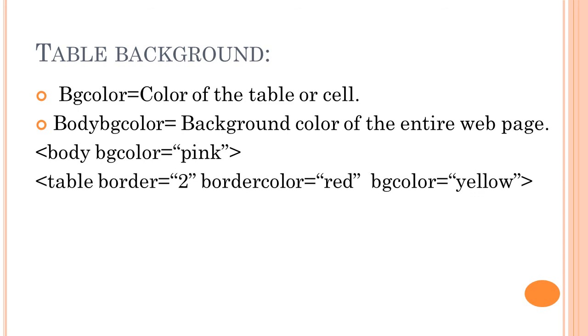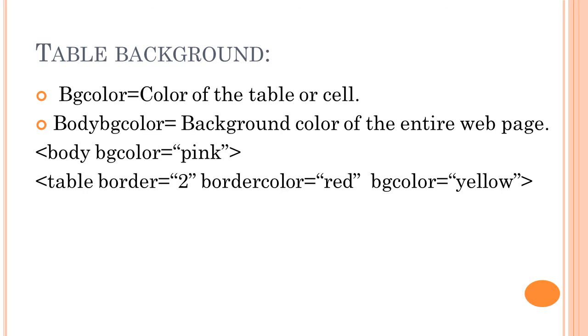Next is about the table tag. If you use bgcolor inside a table tag, it will be used only for the table. And for the border of the table also you can change the color. You can see here: table border equals 2, meaning thickness of the border equals 2. Then bordercolor equals red. The border of the table, that border color you want to see in red color. So bordercolor equals red and bgcolor equals yellow.